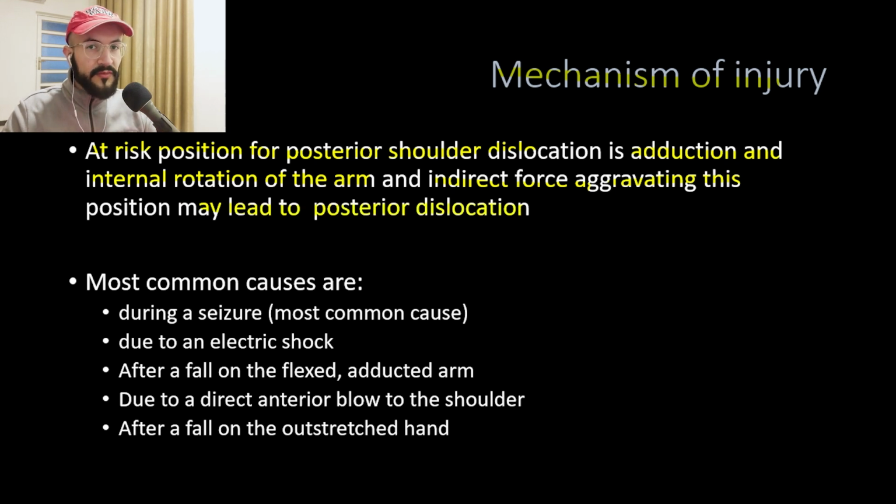Now, in comparison with the anterior shoulder dislocation, remember the at-risk position for the anterior shoulder dislocation is abduction and external rotation. Now, back to the posterior shoulder dislocation.